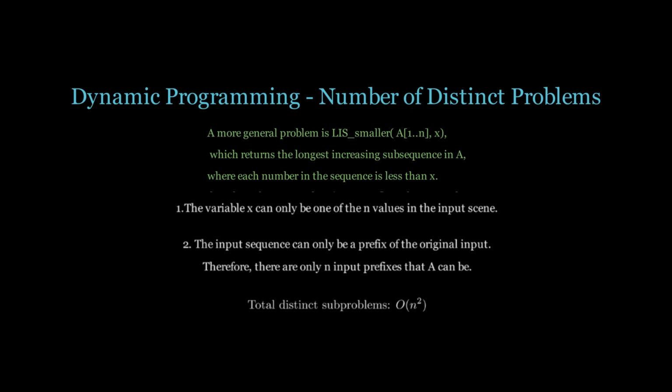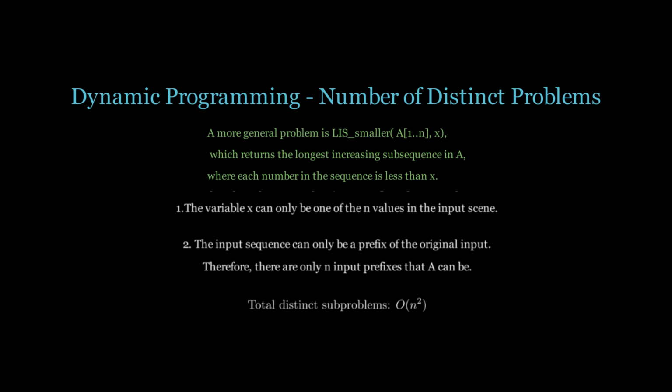Let's look at our recursive function from our backtracking approach. Notably, let's realize 2 things. First, the variable x can only be one of the n values in the input sequence. Second, the input sequence can only be a prefix of the original input. Therefore, there are only n input prefixes that a can be.